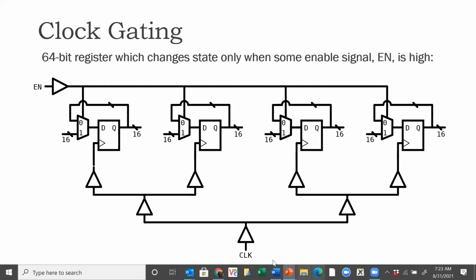And you can see the clock is going to all these 64 flip-flops through a clock tree. The clock tree consists of a bunch of buffers. There's first a single buffer that fans out to 2 buffers, and each of those 2 buffers then fans out to 4 buffers. So you can see there is 4 plus 2 plus 1, 7. There are 7 buffers in the clock tree here.